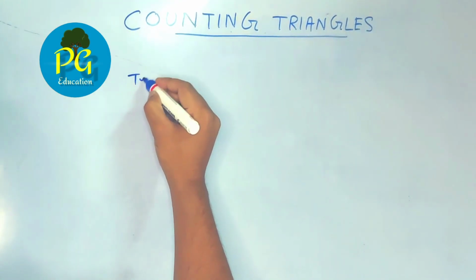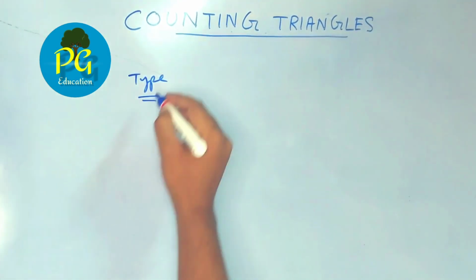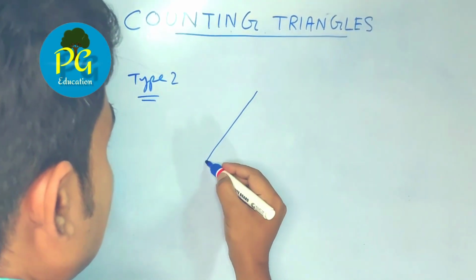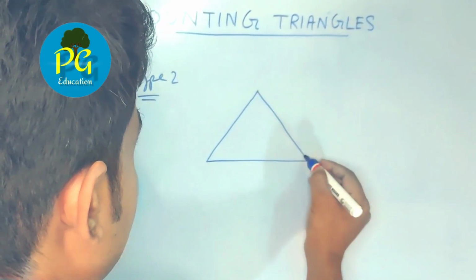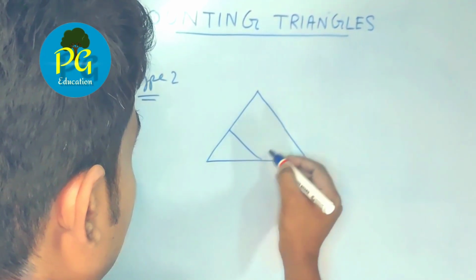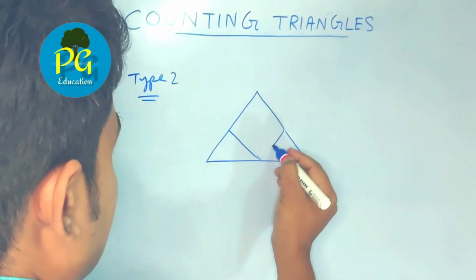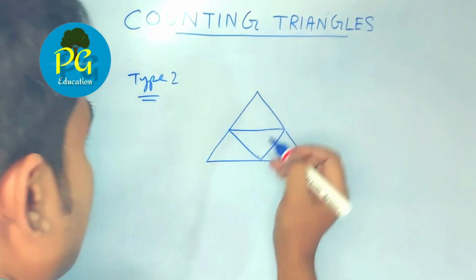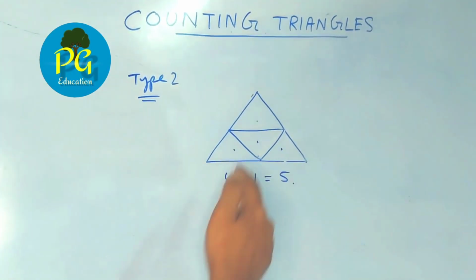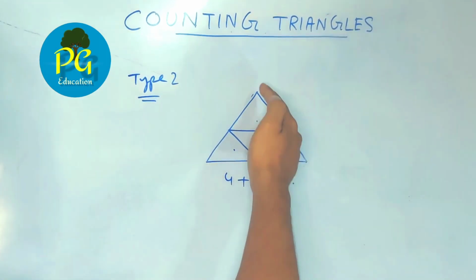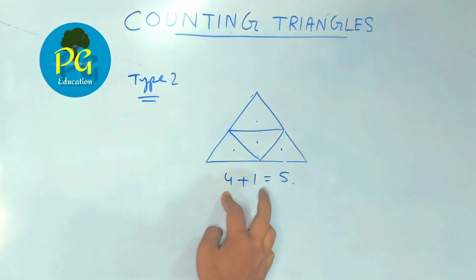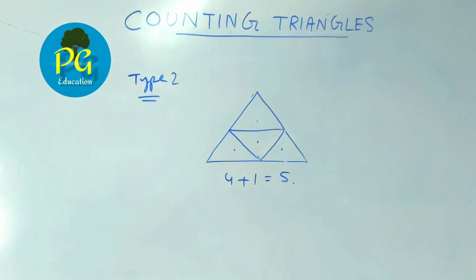Now type 2. Type 2 is, if I ask you how many triangles are there inside a bigger triangle, there is another triangle. You count how many triangles are there: 1, 2, 3, 4 and the outer triangle. That means 4 plus 1, 5 triangles are there.